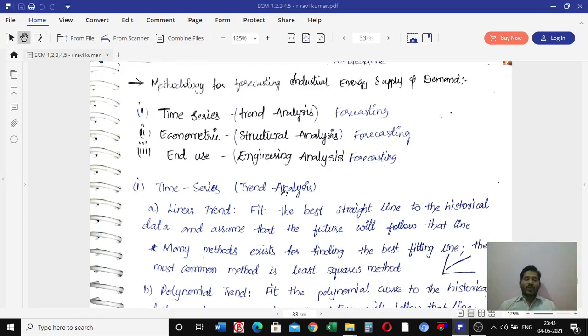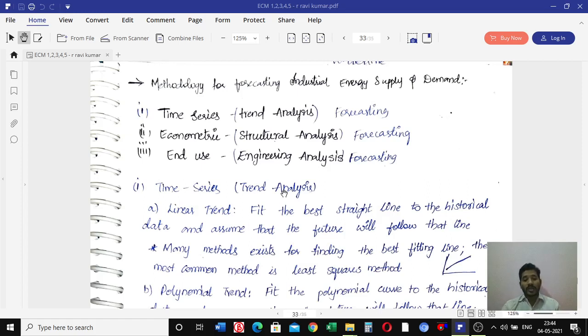So today in these sessions we are going to learn regarding the methodologies for forecasting industrial energy supply and demand. There are three types of methodologies for forecasting for industrial energy supply and demand purposes. First one is time series, which we can say is trend analysis, one type of forecasting process. Another one is econometric, which is a structural analysis, and the third is end use, which is an engineering analysis.